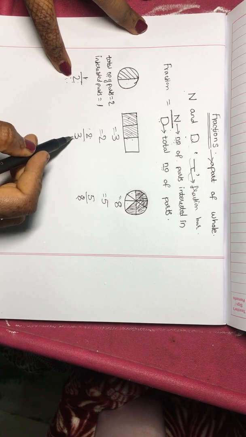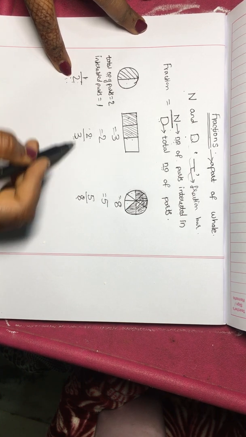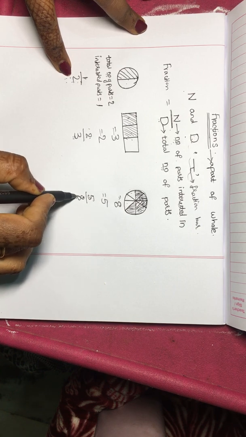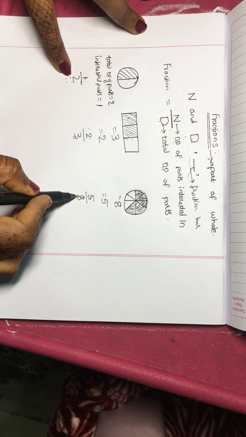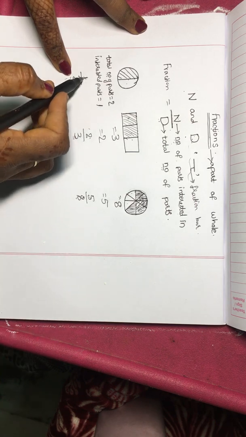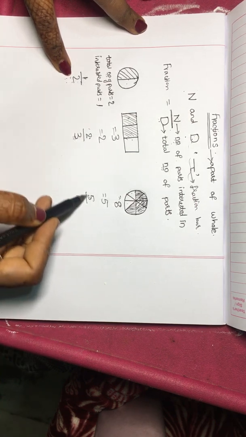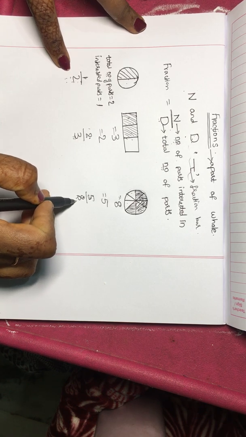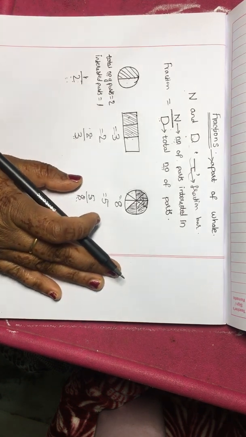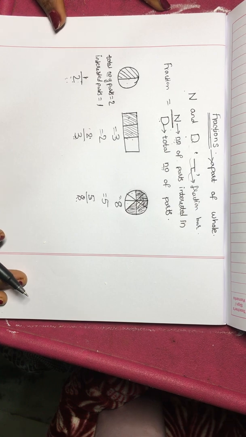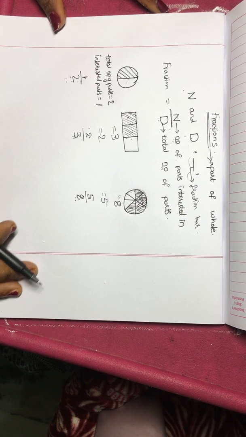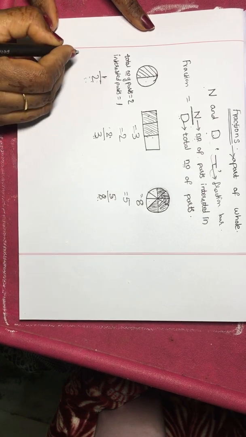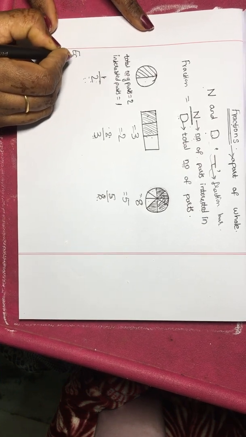2 out of 3 equal parts. 5 out of 8 equal parts. Okay, this is one way. The other way is 1 by 2, 2 by 3, 5 by 8. Okay children, this is about the fraction. And our next topic, which we are going to learn for today, is equivalent fraction.